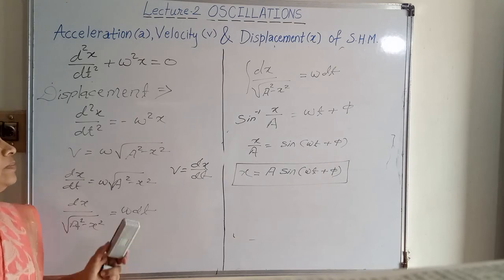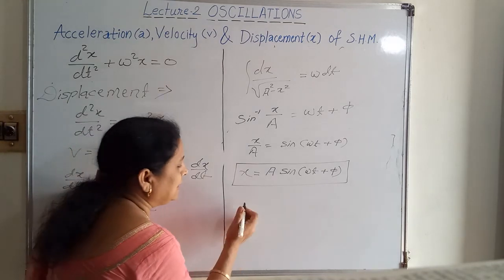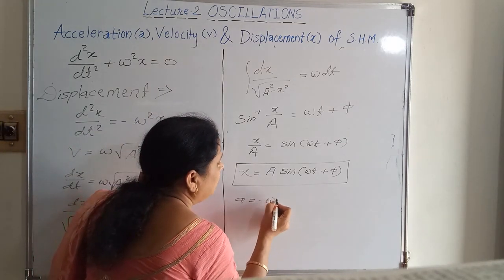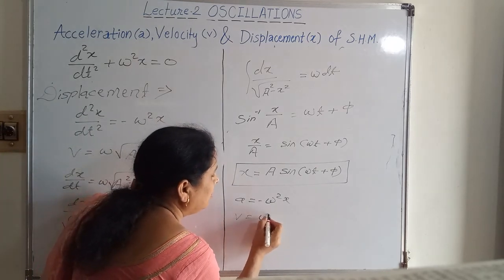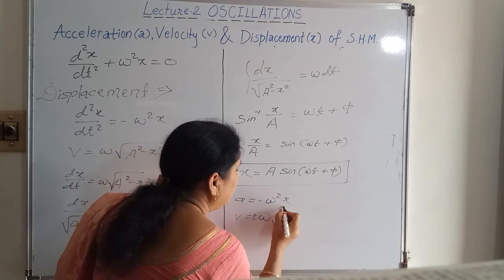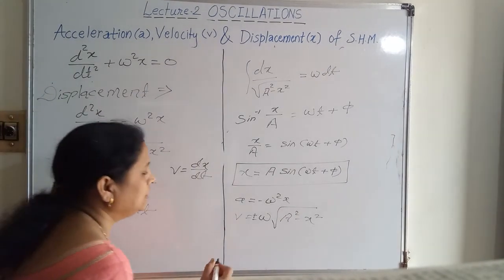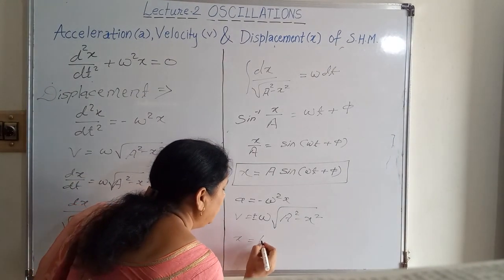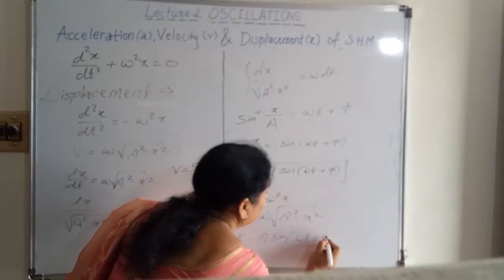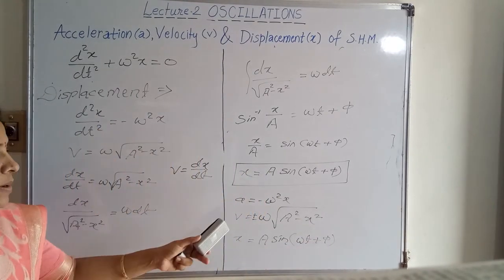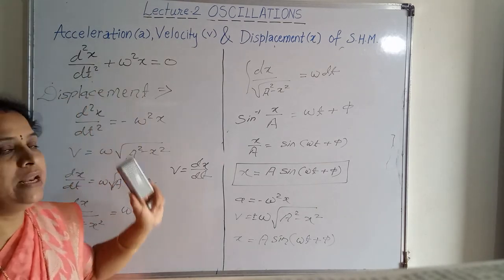Thus we have obtained the expression for acceleration, velocity and displacement in SHM. What is our acceleration? The acceleration is equal to minus omega square x. What is the velocity? v is equal to plus minus omega under root a square minus x square. And what is the displacement? x is equal to A sine omega t plus phi. Thus we have obtained the expression for acceleration, velocity and displacement in SHM by using the differential equation of SHM.